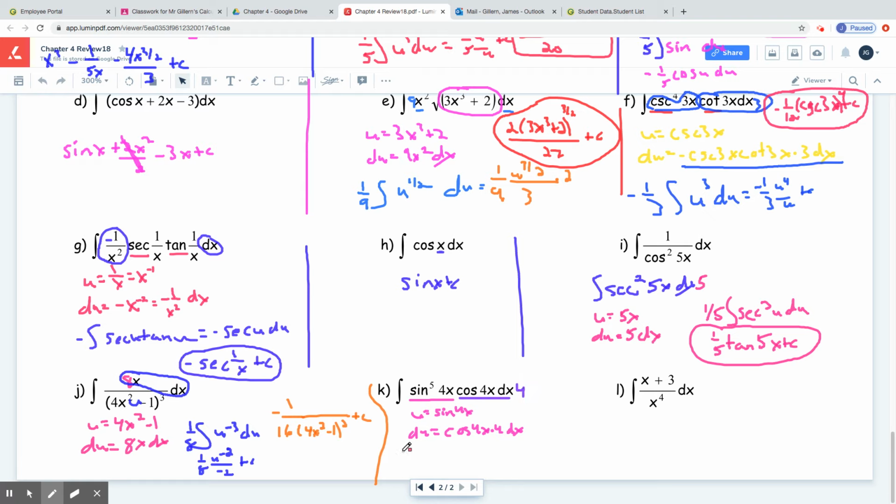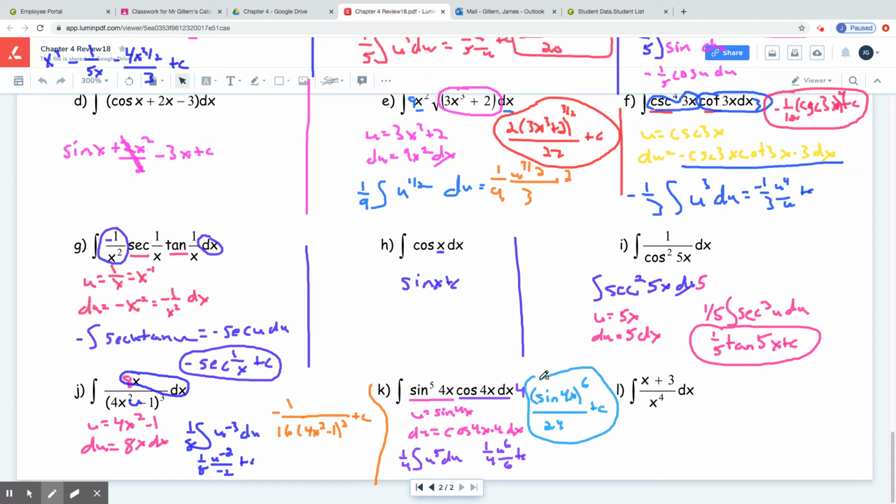All right. So 1/4 integral of u to the 5th du, which is 1/4 u to the 6th over 6 plus c, for a final answer of sine 4x to the 6th power over 24 plus c.